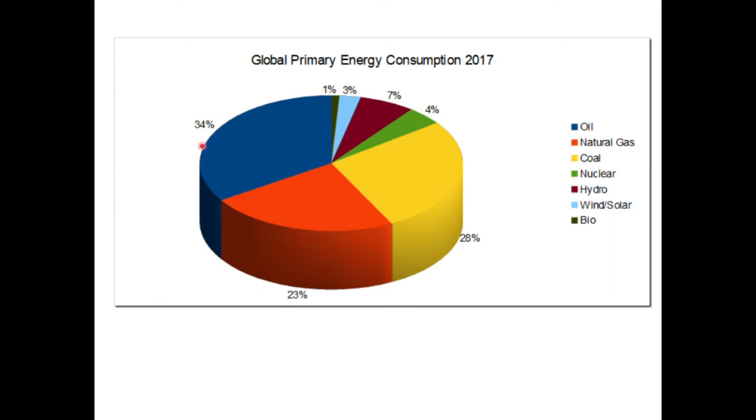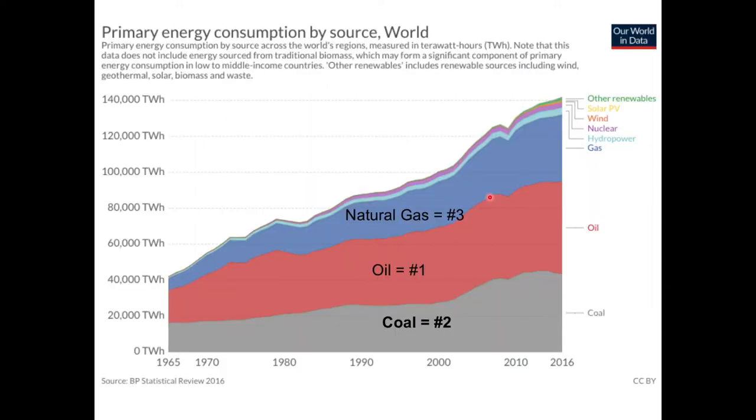Oil is about 34% or a third of global energy consumption, and natural gas is about 23%. So together, the two, oil plus natural gas, account for more than 50% of global energy consumption. And you can see, as I mentioned in the last lecture, globally, coal is about 28% or slightly less than a third. I showed you in the last lecture this slide for coal, which ranks number two, slightly ahead of natural gas. And so again, I don't need you to memorize the data on this slide.